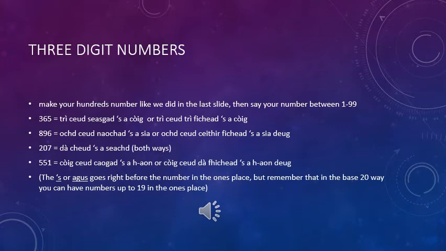You can go all the way up to 29 before you have to change ways. 551 is coig ciat cúcit a hún, or coig ciat daichet a hún geach. So note that the apostrophe s, or the agus, goes right before the number in the ones place, but remember that in the base 20 way you can have numbers up to 19 in the ones place. And if you don't have any ones, it'll go before the tens place.